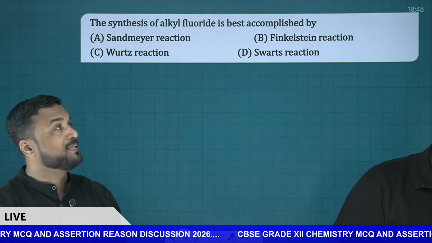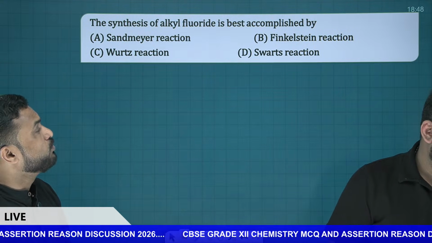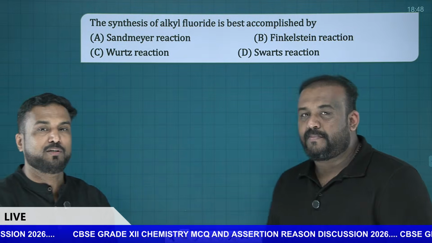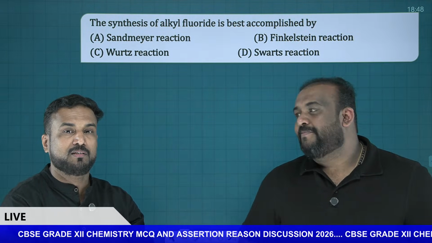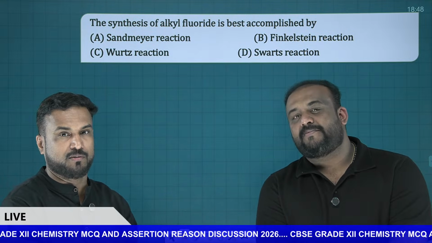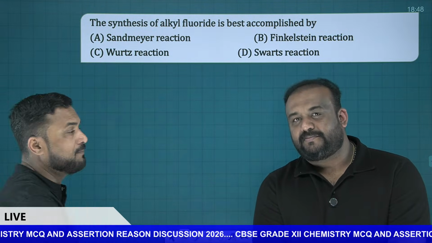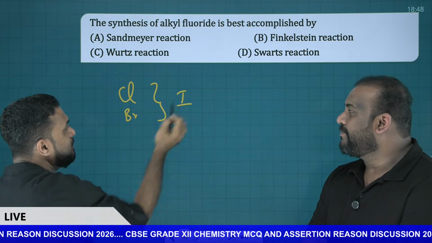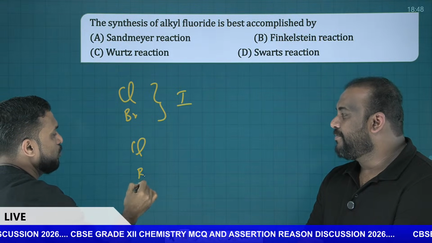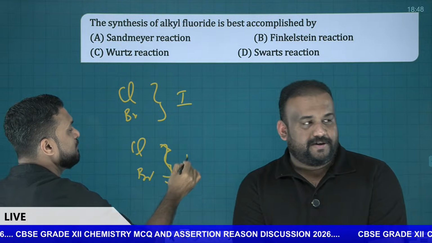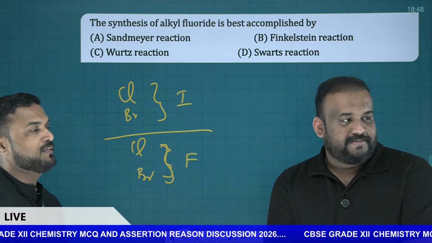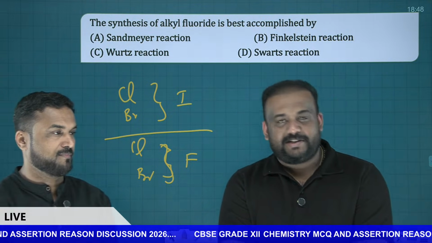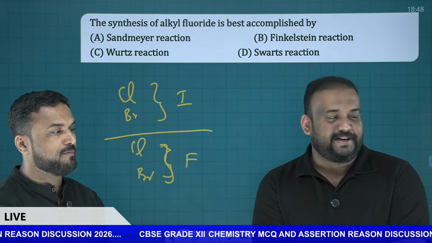Again, the synthesis of alkyl fluoride is best accomplished by... So alkyl fluoride, you know that one. Fluoride formation is there as well as iodide formation. Chlorides and bromides converted to iodide, one reaction we have, and chloride and bromide converted to fluoride, one reaction we have. So what is the name of the reaction? They are asking for fluoride. Fluoride is the Swarts reaction and iodide is the Finkelstein reaction.